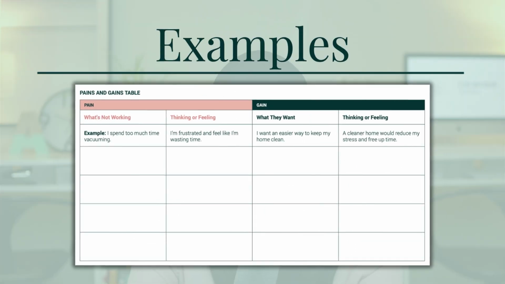Well, let's take an example. Let's say a robot vacuum for busy working moms. The first column, right, we have what's not working. It could be that the working mom spends an hour every week to vacuum the whole house, but it still feels not clean enough. That's the problem, the pain. Second column is the thinking or feeling.